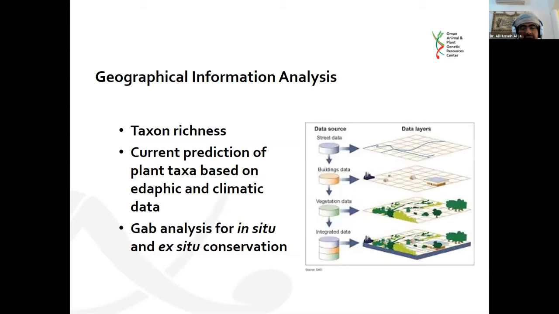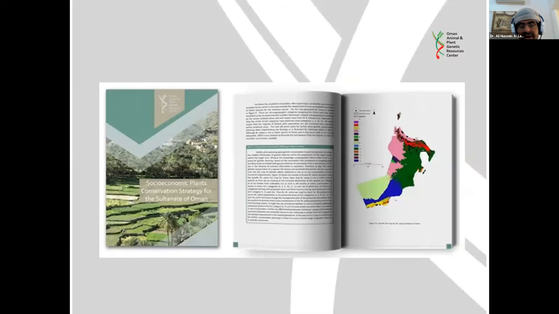So then we got the distribution of these plants. We digitized some of them. Some of them were only written, but we then digitized them, for what they call a geographical information analysis, to know the taxa richness, to know the current prediction of the plant taxa based on the edaphic and climatic data, and gap analysis for in situ and ex situ conservation. Then from this interpretation and discussion, we published a report, a book published in 2017, for our findings.